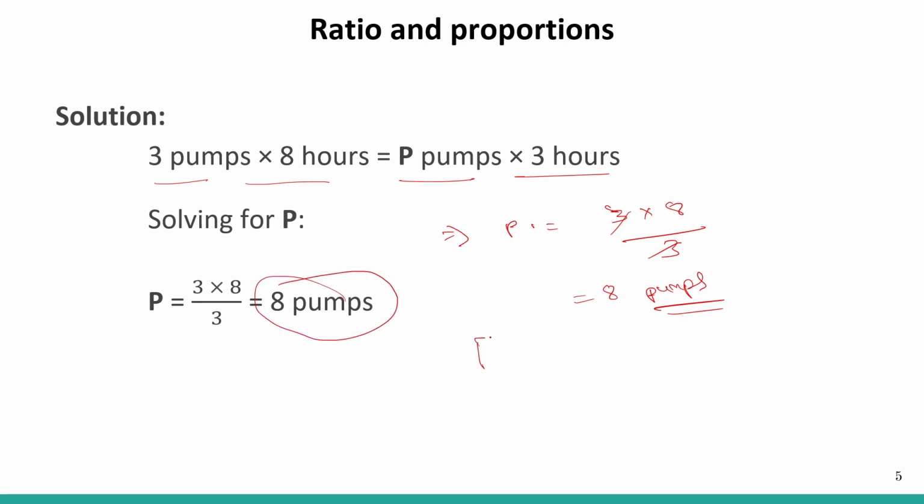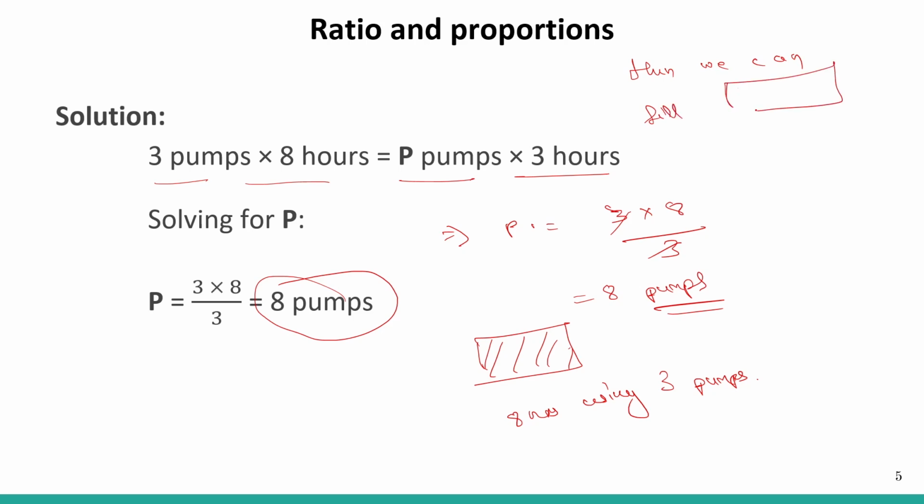So if you have a swimming pool that can be filled in 8 hours using 3 pumps, then we can fill the same swimming pool in 3 hours using 8 pumps. So 8 pumps is the final and correct answer here.